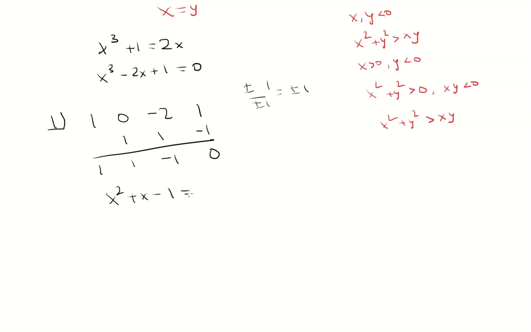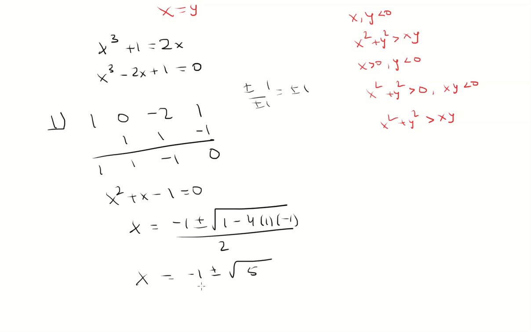And if I want to set this equal to 0, I use the quadratic formula. I'll quickly see that this is negative 1 plus or minus square root of 5, over 2. So these are the two roots, followed by 1, which we found earlier. So these are our final three roots.